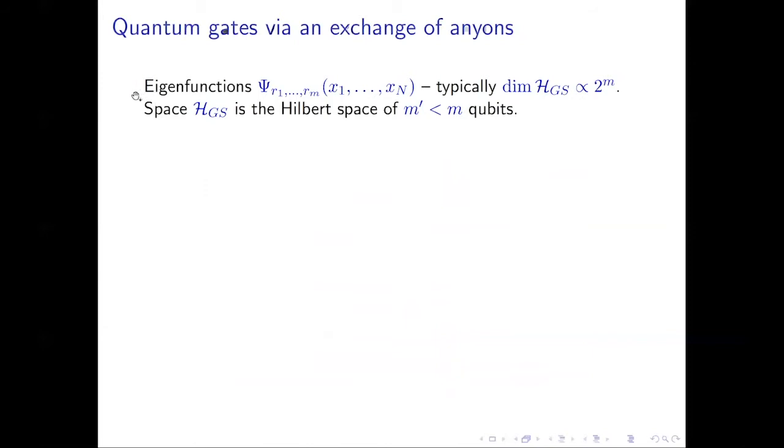So now let's do a small summary. We've got those eigenfunctions, and typically what's happening in such systems is that the dimension of the ground space is proportional to 2 to the m. If you want to connect to quantum gates or quantum information, we look at this ground space as the Hilbert space of some number of qubits. The number of qubits is smaller than 2 to the m, it depends on the physical settings, but it's always smaller than the number of anions.